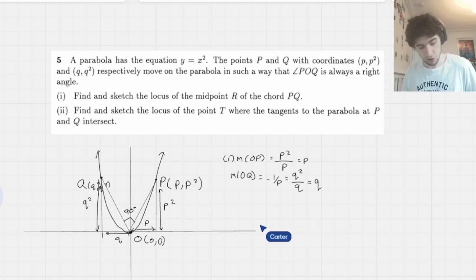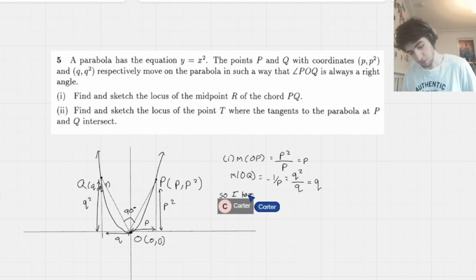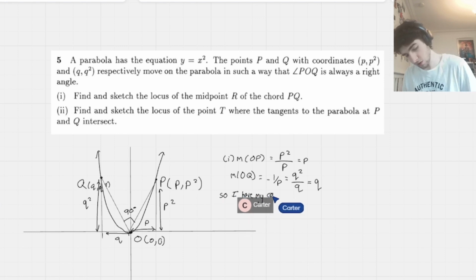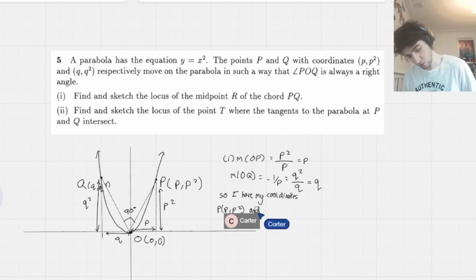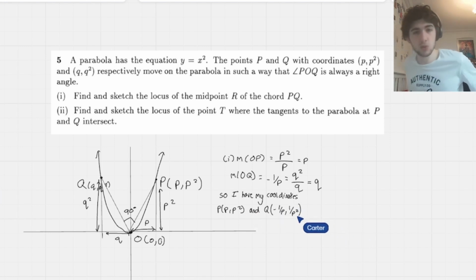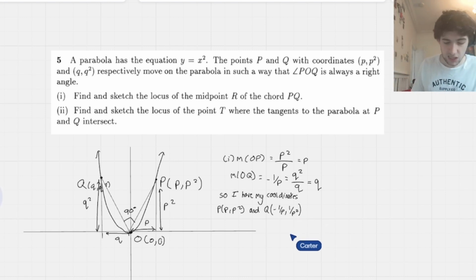So I have my coordinates, let's say P, which is given by p and p squared as we had at the beginning of the question, and Q, which I can now rewrite as minus 1 over p and 1 over p squared, since minus 1 over p times minus 1 over p gives you 1 over p squared. So now I have my two coordinates in terms of p.